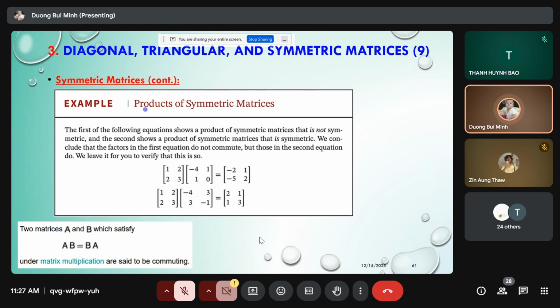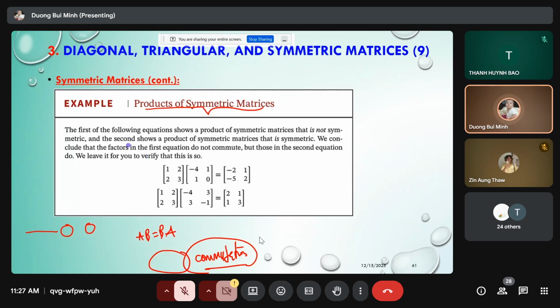Then the products of symmetric matrices. We have two matrices A and B. If A times B equals B times A, we say they commute. In Vietnamese, that means hoán vị. So A commutes with B, or vice versa.